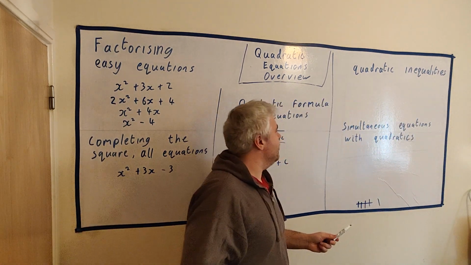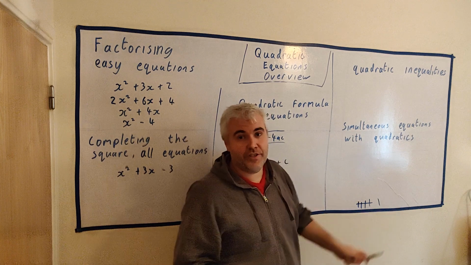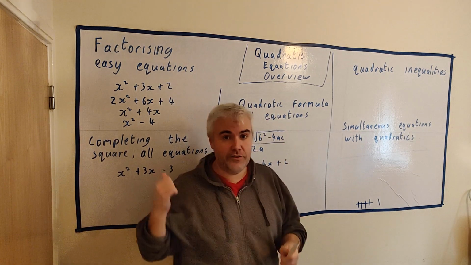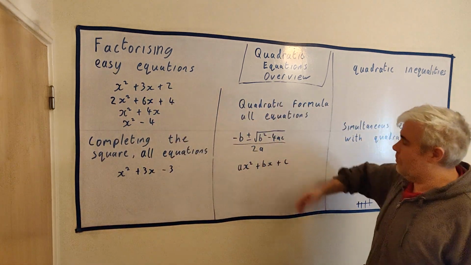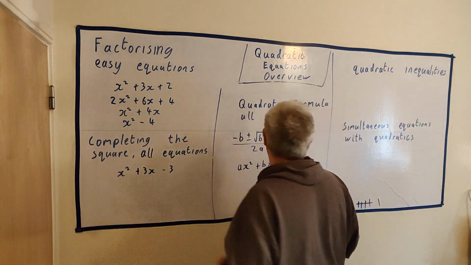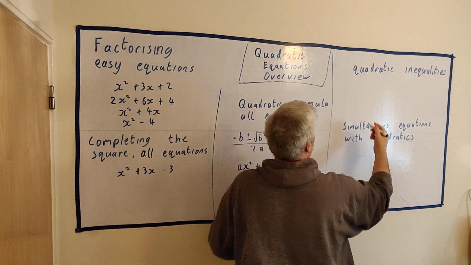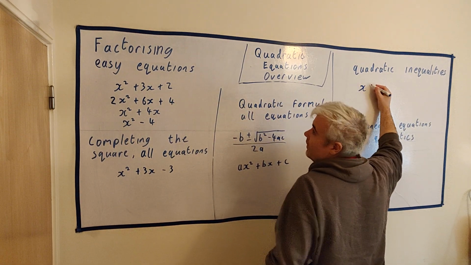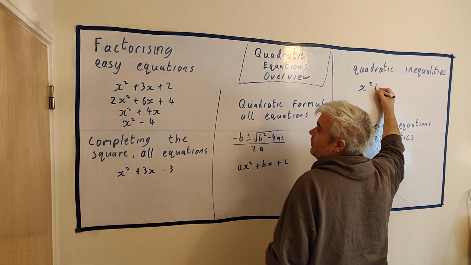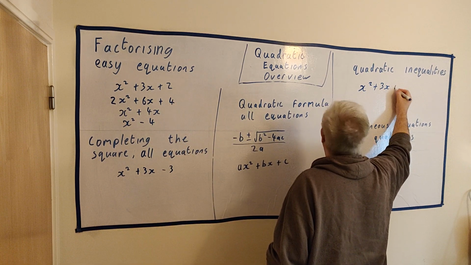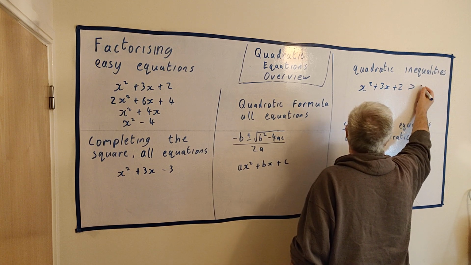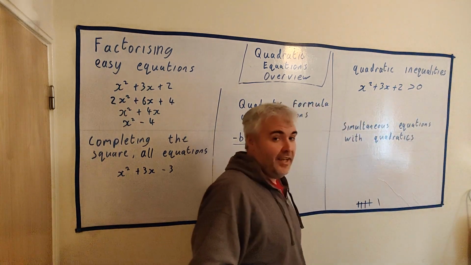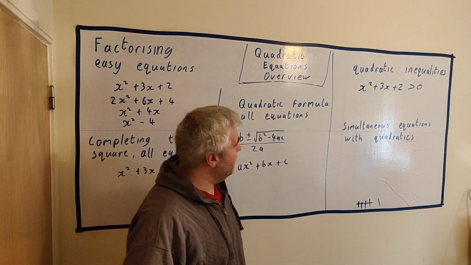Okay, and that'll bring us to a few little extra things at the end. That's the main things you need to deal with quadratics, all of this. But we'll do a few extra ones. We'll have quadratic inequalities. That's something like, I'll steal this one here, x squared plus 3x plus 2 is bigger than 0. Something like that.